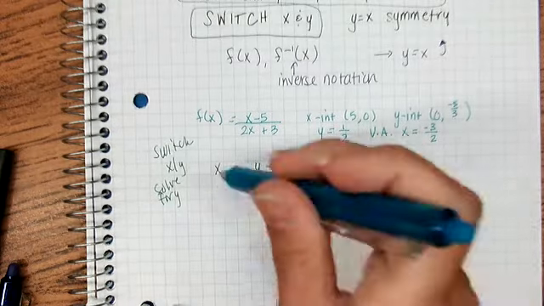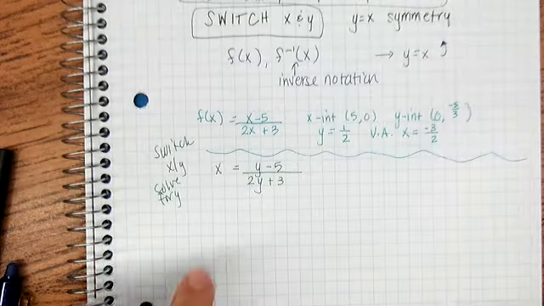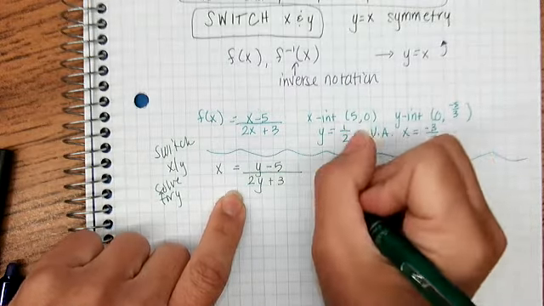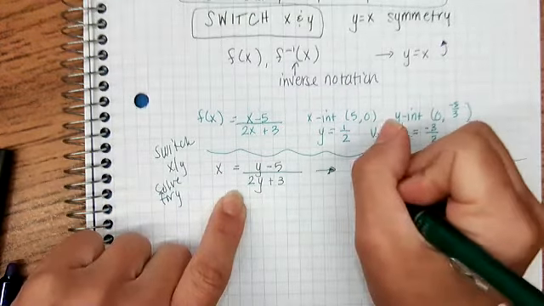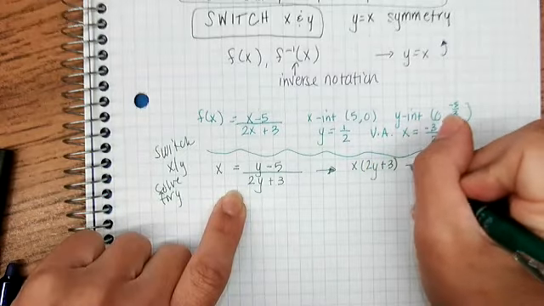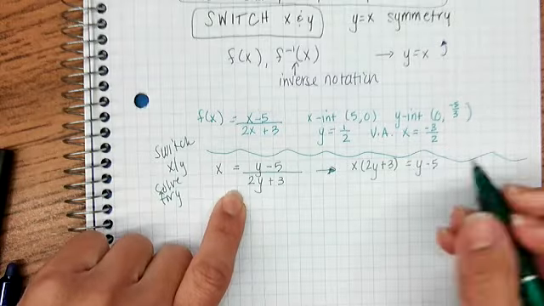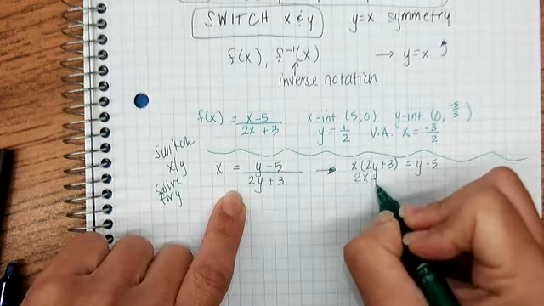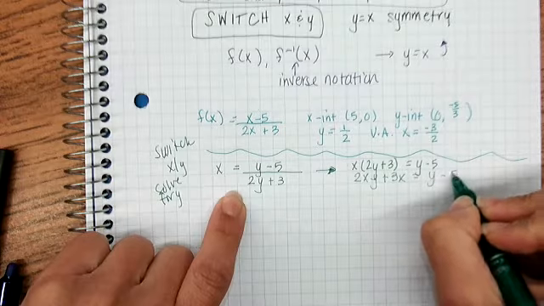Sorry, I'm going to just do this to kind of separate problems here. All right, so I'm going to multiply both sides by 2y plus 3. So I'm going to work horizontally here just so I have more room. This is going to be x times the quantity 2y plus 3 equals y minus 5. Distribute: 2xy plus 3x equals y minus 5.